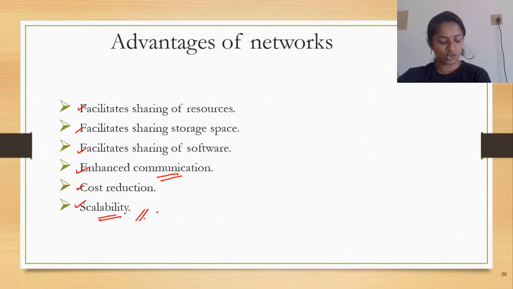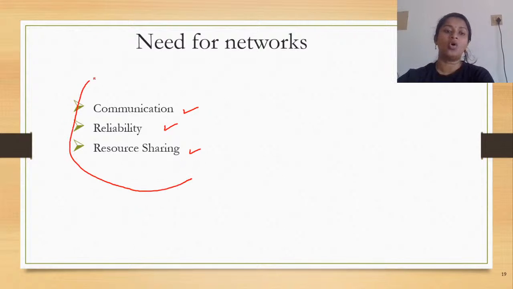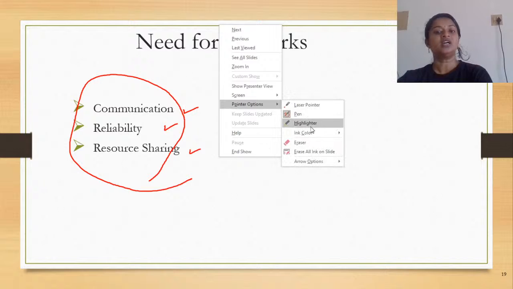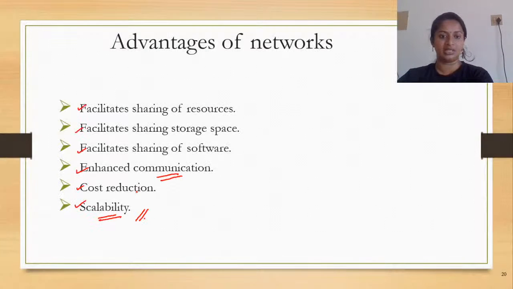And how about cost reduction? Resource sharing actually cuts down the cost, right? So hence cost reduction, and what we finally told was scalability. Now when we are learning the advantages of computer networks, we see that they are in some way related with all the needs that we discussed before. Okay, what exactly were the needs? The communication, the reliability, and the resource sharing. So it is related with the need of having a computer network in the current scenario.